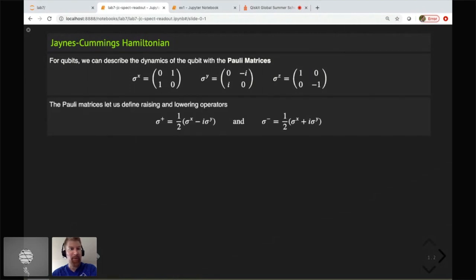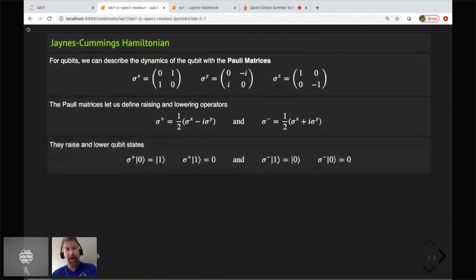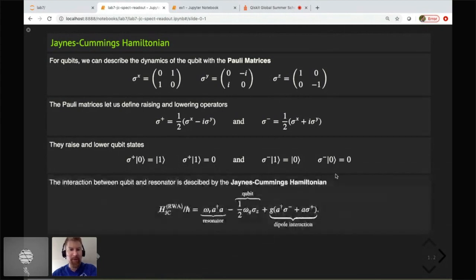And just like yesterday, we're going to define the raising and lowering operators of the qubit in terms of these Pauli X and Y matrices. Remember that they raise the qubit state from 0 to 1, and because there's no state beyond 1 in this qubit approximation, unlike the transmon, a raising operator acting on 1 will give you the vacuum, and likewise a lowering operator on 0 will give you the vacuum, whereas it will raise 0 to 1 and lower 1 to 0. So what we have now is the Jaynes-Cummings Hamiltonian, and it consists of three parts.